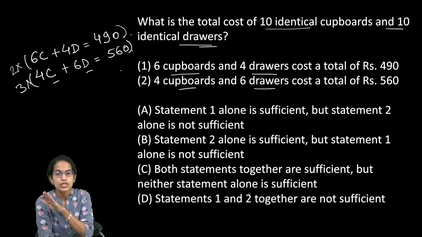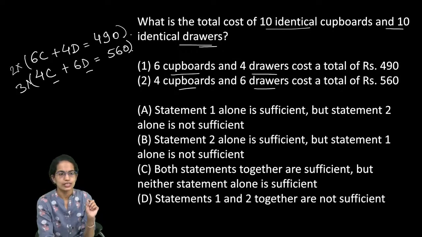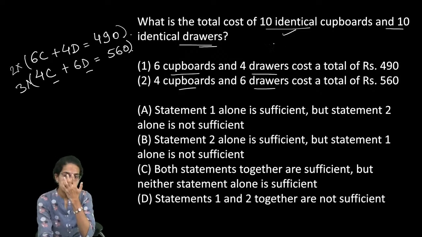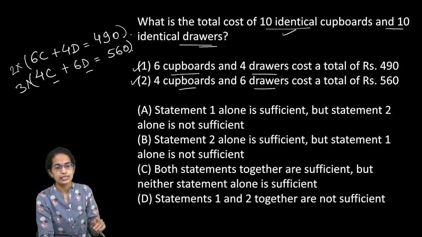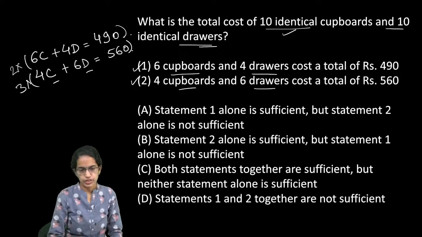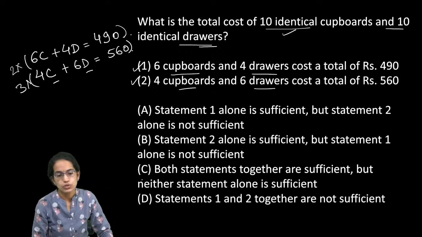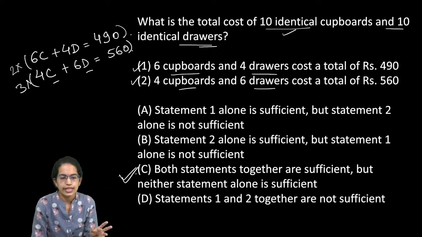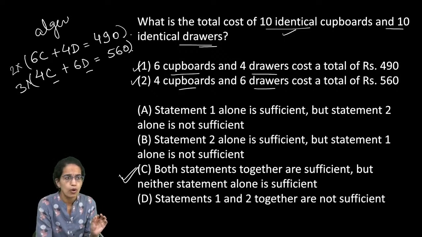But here you don't need to solve it. The only condition we need to identify here is that to solve this, we require two equations. With statement 1 and statement 2, we have two equations and together they are sufficient to solve the problem. So the correct answer would be C. This is a simple logical problem on algebra. So we have linear equations with two variables.